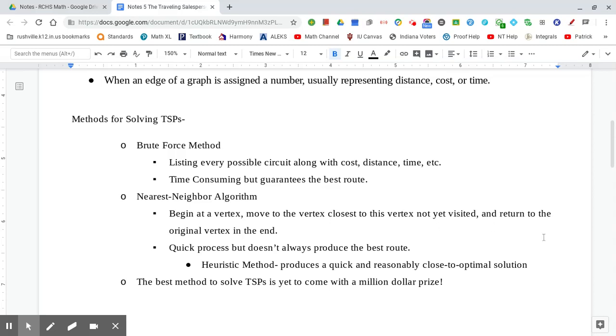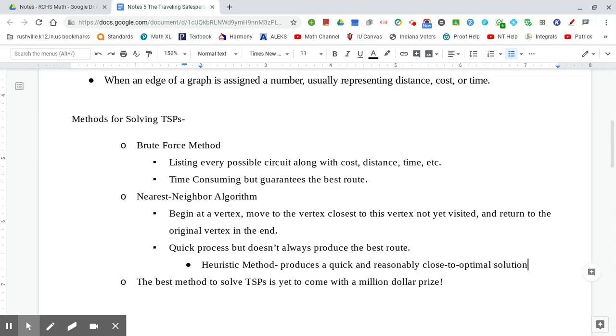So computer scientists have come up with another method, and that's called the nearest neighbor algorithm. Now, this is going to be a much faster process. However, it's a heuristic method. Right here, that vocab word, heuristic method, because it's going to be a quick and reasonable answer. However, it's not necessarily the optimal solution. It's going to be close to the optimal solution, but it's not necessarily going to be the circuit with the smallest value. It's going to be close to being the smallest, but it's not necessarily going to be the best solution.